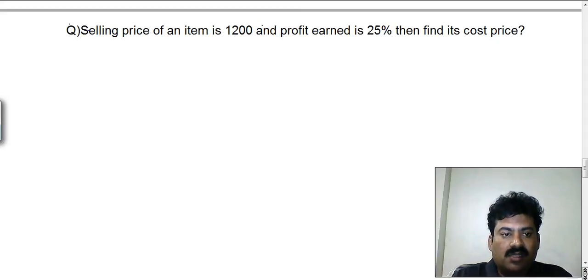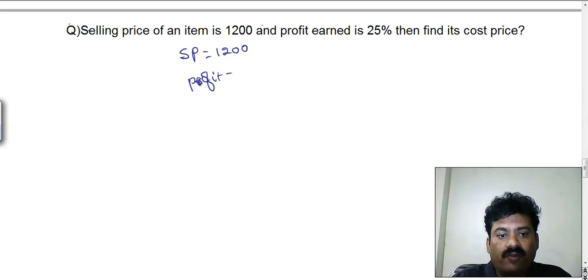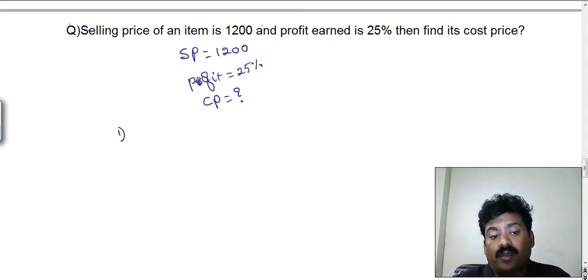Now the selling price given is 1200 and the profit percentage is 25%. Then we need to find out cost price. Just we have to find out the cost price. What is the cost price? In the first mechanism, we can make use of formula. In case of cost price, simply we can find out 100 by 100 plus here gain 25% into selling price. Selling price is 1200.